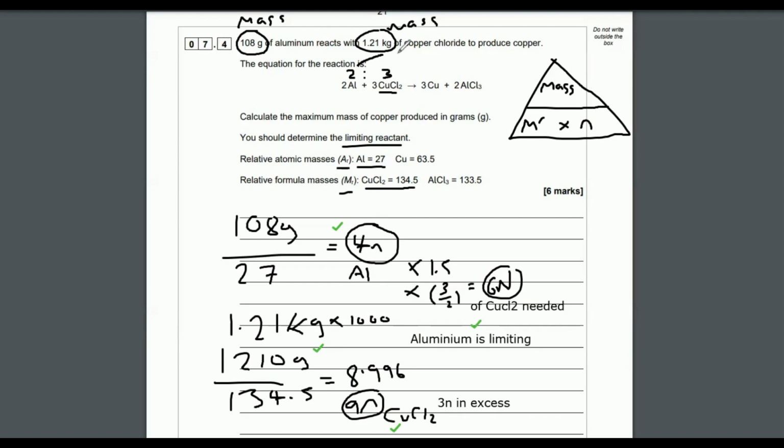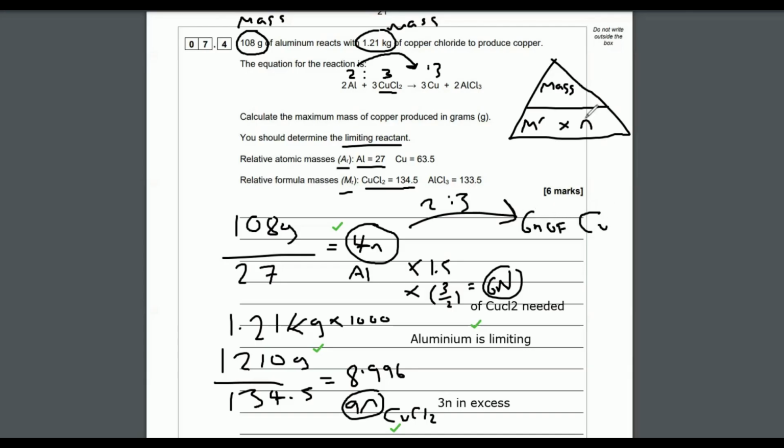So the ratio of aluminium to copper is the exact same ratio as the aluminium to copper chloride. So I know I can only make 6 moles of copper. We needed 6 moles of copper chloride. We can only make 6 moles of copper. So the ratio is 2 to 3. So I can make 6 moles of copper.